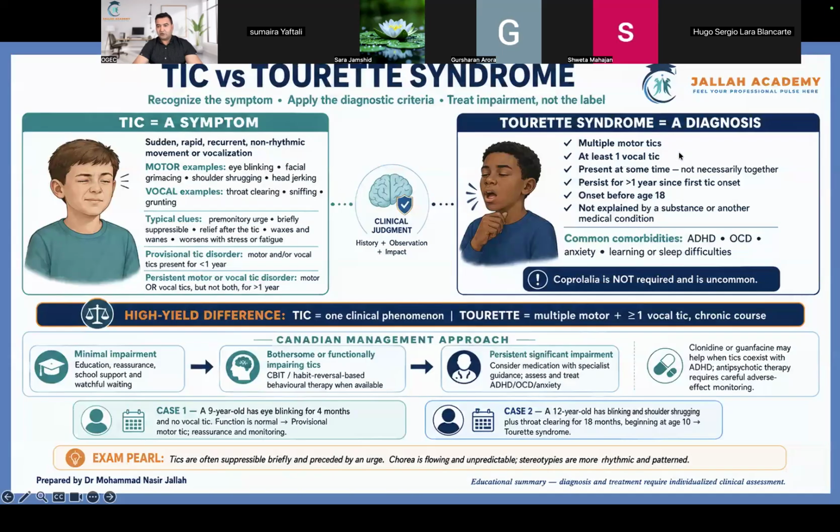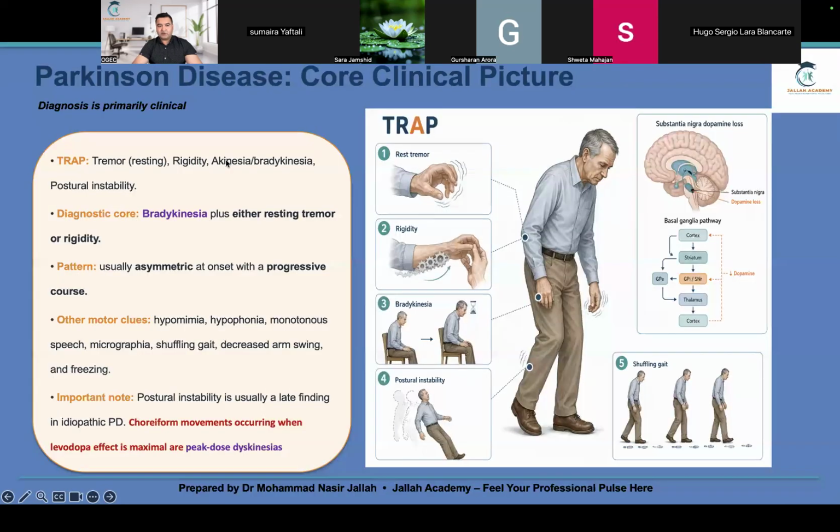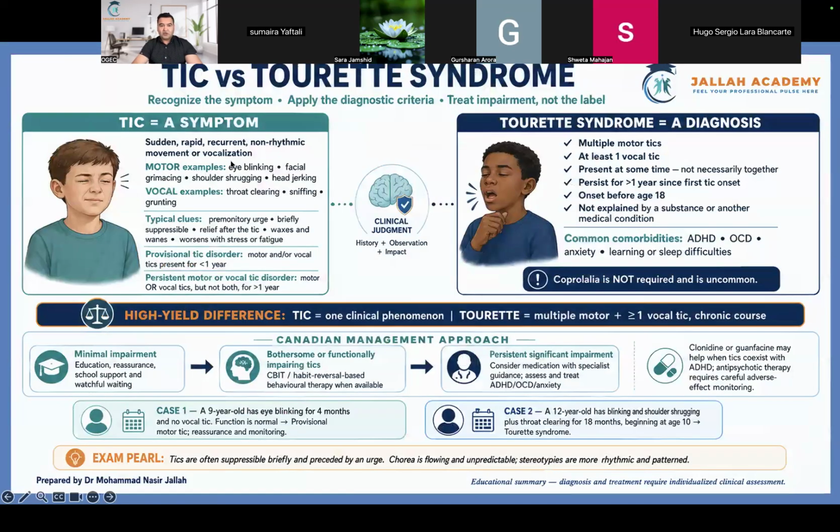Now, tic and Tourette. So sudden, rapid, recurrent, non-rhythmic movement or vocalization. Motor examples: eye blinking, facial grimace, shoulder shrugging, head jerking. Vocal examples: throat clearing, sniffing, grunting. Typical clue: brief suppression. So we did talk about provisional tic disorder: motor and/or vocal tics present for less than 1 year, or less than 12 months.